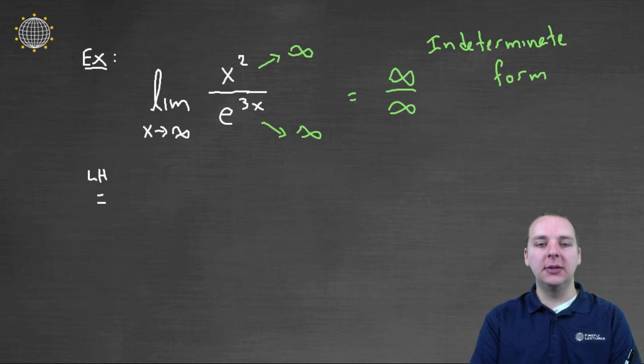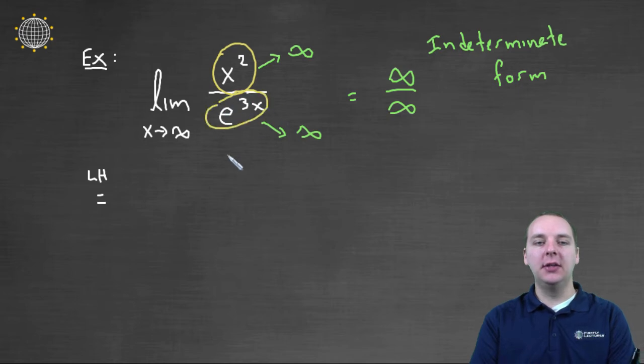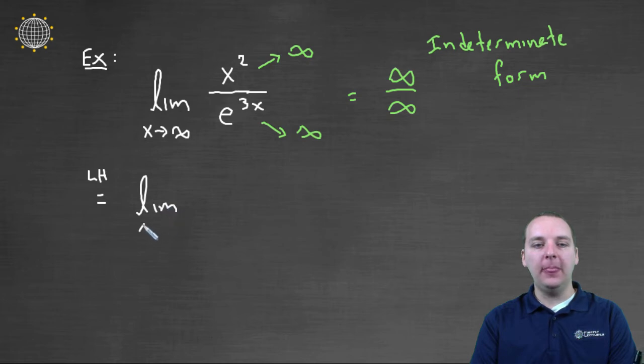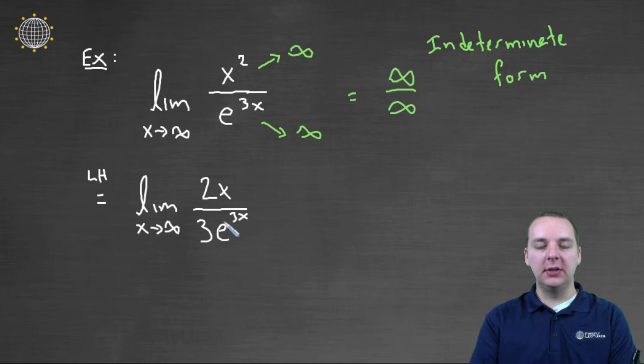What it says basically is that you can differentiate the numerator, differentiate the denominator, and then repeat the limit, and the limit will be the same as the original limit. All right, so let's try L'Hopital's rule here. We take the limit as x approaches infinity. The numerator would be 2x, and the denominator would be 3e to the 3x, right? Differentiate the numerator, differentiate the denominator. Now we can repeat this limit, and hopefully if this gives us an answer, then we'll be done.